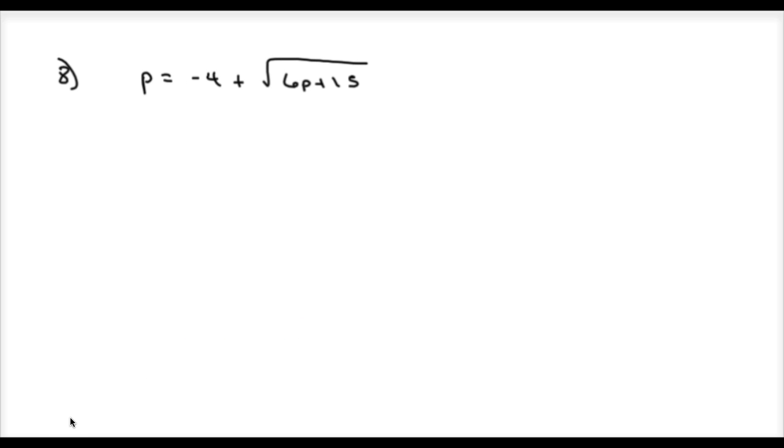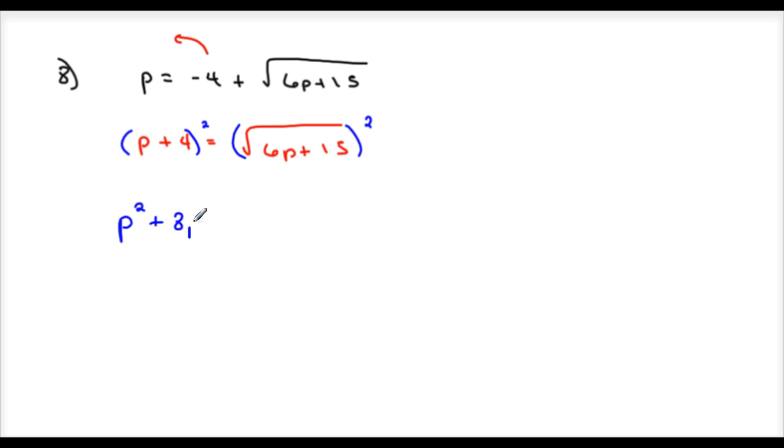p equals -4 plus the square root of 6p plus 15. Okay, my first step is I want to isolate the square root sign, so I'm going to bring this over. So this would be p plus 4 equals the square root of 6p plus 15. Now we just want to go at this problem just like the last one. Square both sides. I'm going to do this one mentally here. So p squared, I'm going to double my 4p here, so I'm going to get plus 8p plus 16. That's what I got after FOILing this piece here. Equals, square that, I get 6p plus 15.